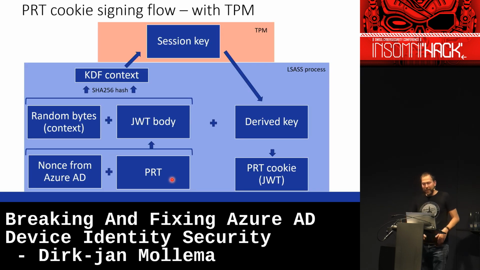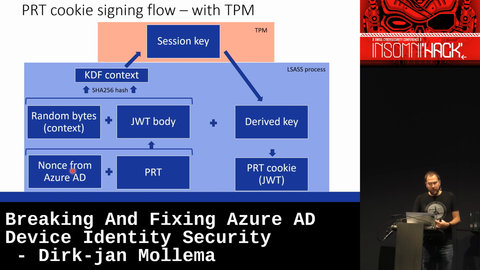But basically, if we update this graph, then now it first takes the nonce from Azure AD, so that's something that expires after a few minutes. It combines that with the primary refresh token, and it uses that to create the JSON Web Token body. Then it combines that with these random bytes, and then it takes the SHA-256 hash of this whole thing, and that's called the KDF context. And the KDF context is actually used in the key derivation with the TPM to get this derived key.